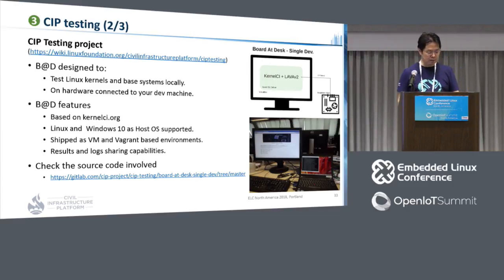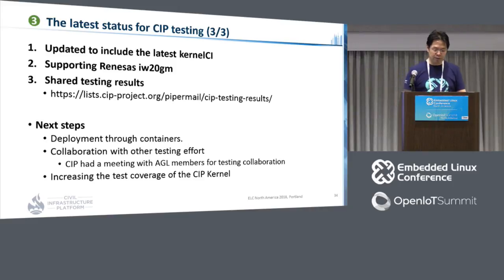This is already available on GitHub and GitLab, and you can test by using board at desk. Recently, we updated our kernel board at desk to include the latest KernelCI, and also support for Renesas boards. And we recently started sharing test results by email mailing list. So if you go to the CIP test result mailing list, you can find some results of testing done by board at desk. Currently, board at desk is made by Vagrant and virtual machine boxes, and we are directing development toward containers. So this is currently under development.